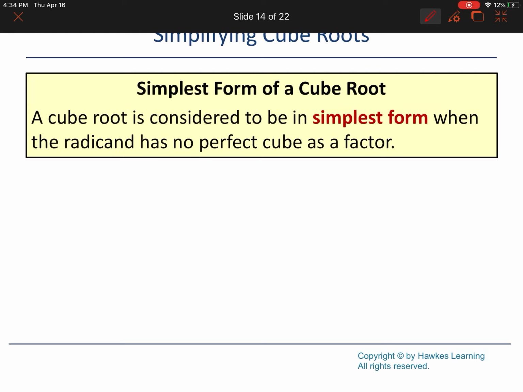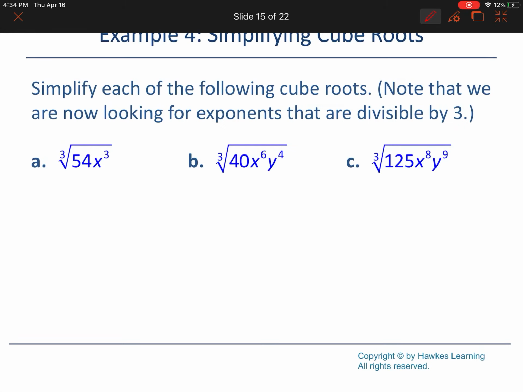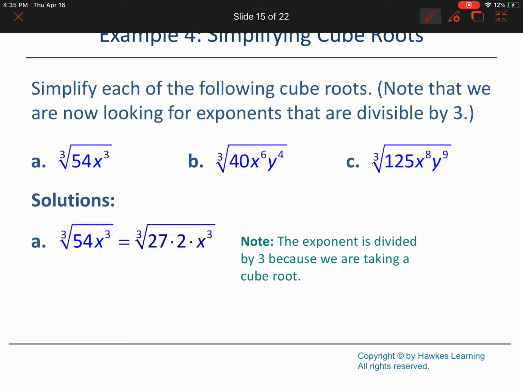So let's see what happens when we have a cubed root. We would be looking for perfect cubes this time. Okay, so think about the factors of 54. It is 27 times 2.